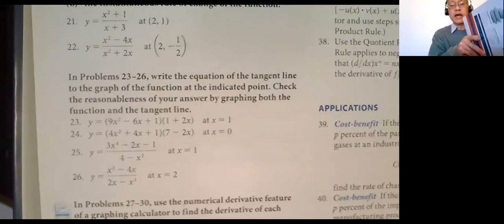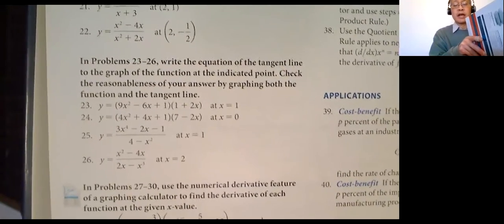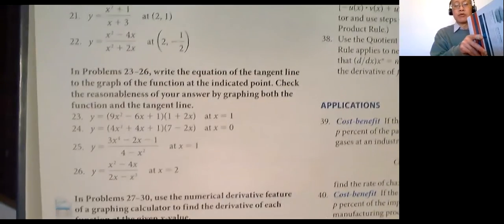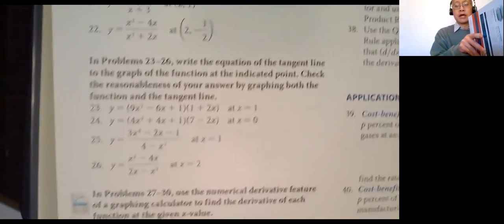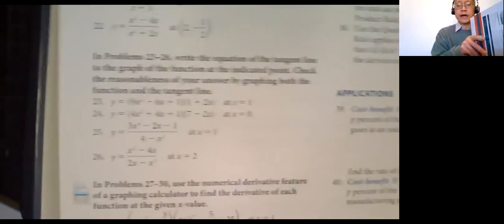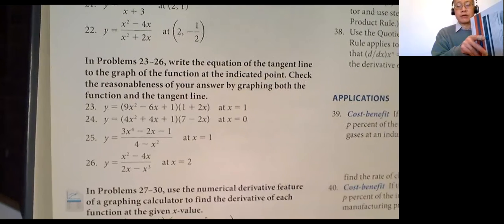Okay, write the equation of the tangent line at the indicated point. Okay, so we know what that's about. y minus y1 equals m times x minus x1, all that stuff. And check the reasonableness by, okay, don't do that. So never mind about that. Okay, so I'm trying to do all the products first.